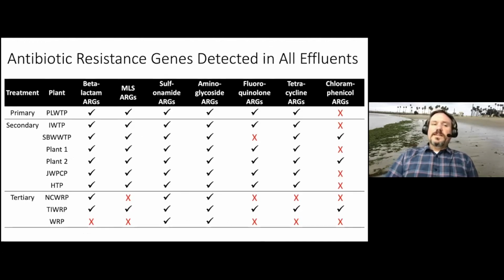That was not the case when we looked at a broad set of genes, that they were all eliminated. We still saw fewer in the tertiary treatment plants, but we did find genes in every single effluent that we looked in.